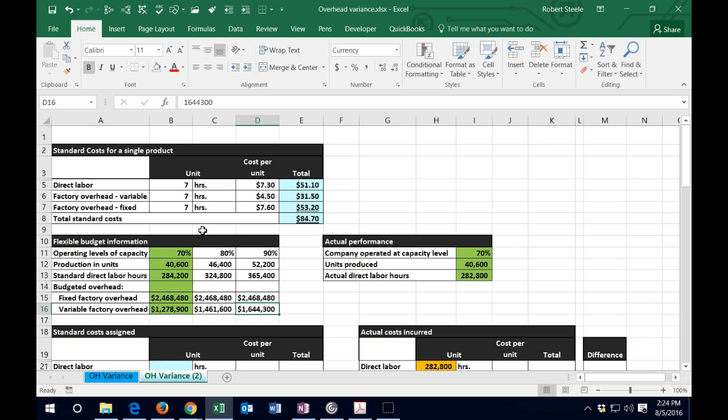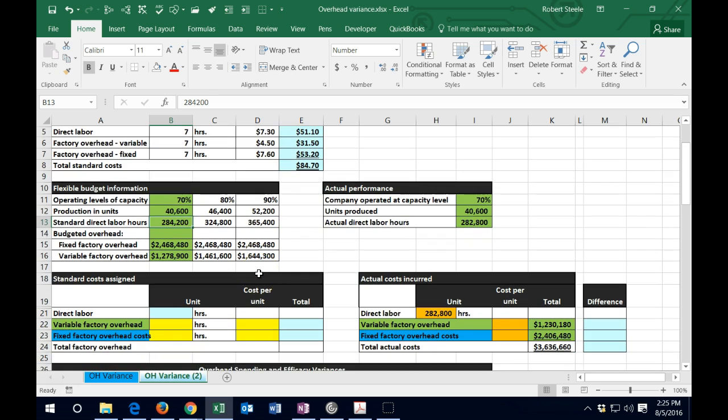Okay, then we're going to look at what actually happened, and this is also going to be given here. Imagine the month has ended, and we know that we actually produced at 70% capacity, the units produced were actually 40,600, and the actual direct labor hours were 282.8. We're going to compare what actually happened to what was budgeted to happen based on the same capacity level, the 70% capacity level, because that's what actually happened. So we have the same number of units produced. Of course, the standard direct labor hours will differ, which means our allocation for the overhead, which was based on the direct labor hours, will differ as well.